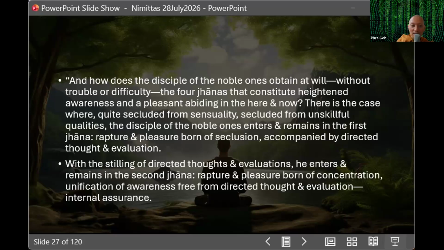Okay, here is the case where we're quite secluded from sensuality. That's the key word. So in, let's say, kasina meditation, at least in the post-canonical version, you need to be very clear of the image which you are looking at, or the image has to be very clear in the mind.